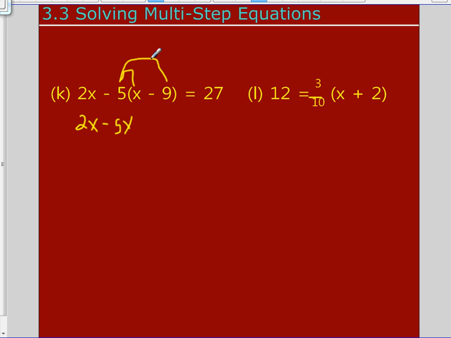and then negative 5 times negative 9 is positive 45. Make sure that you are using the signs in front of the numbers, okay, not behind. Look forward into your future, so look that way, okay? All right, so then we combine our like terms. In this case, 2x minus 5x is negative 3x plus 45 equals 27.